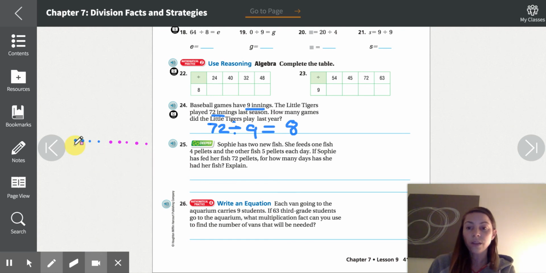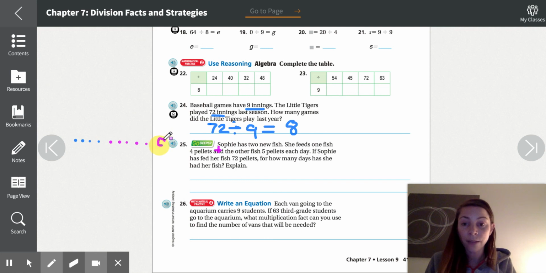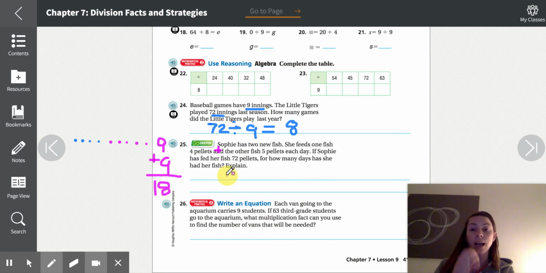So first I need to figure out, how many pellets does she have to put in for one day? Not just one of her fish, but for both of her fish. And remember, we have this word and here. And means to add. So 4 plus 5 would really be 9 every day. So if I kept doing 9s, a 9 for today, 9 tomorrow, another 9, another 9, and I kept going until I got to 72, how many 9s would that be?